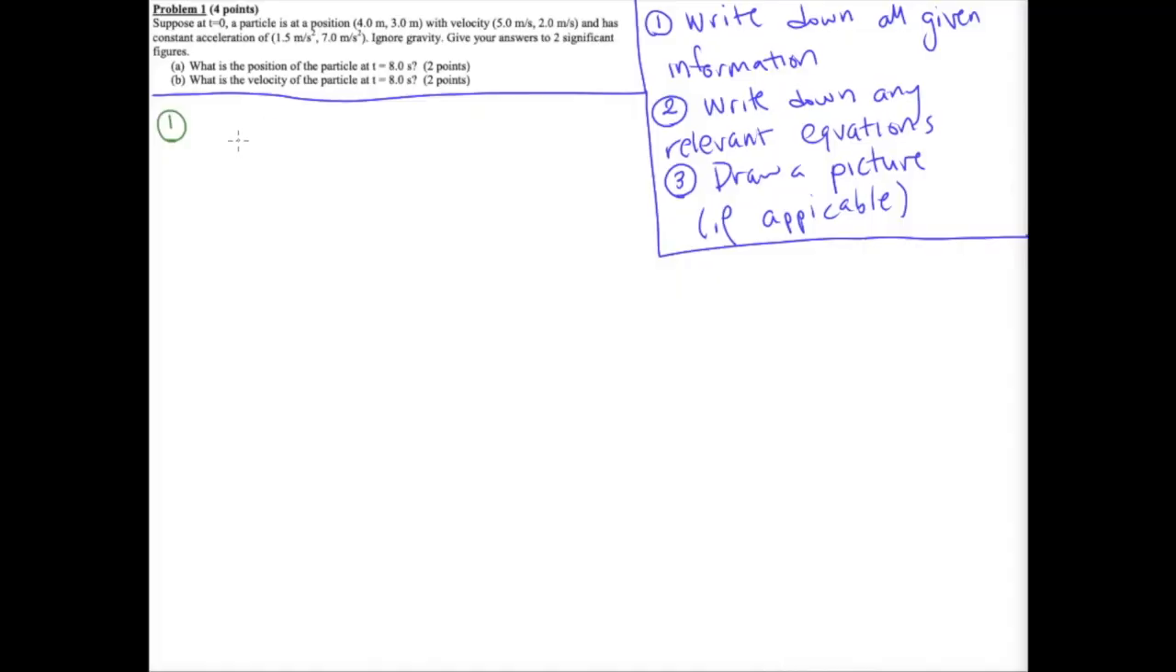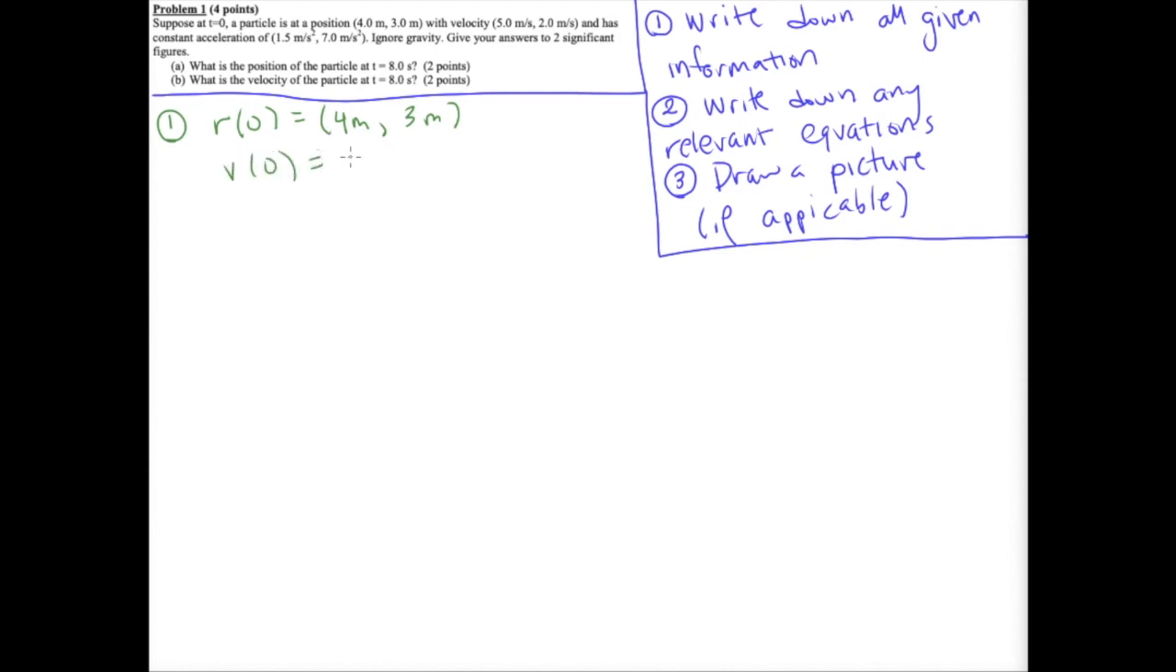Okay, so as you can see, our problem is written up on the top left here. I like to start my physics problems with 3 simple steps, and I start every problem with these steps. The first step is to write down all the given information. So that's what I'm doing right now.